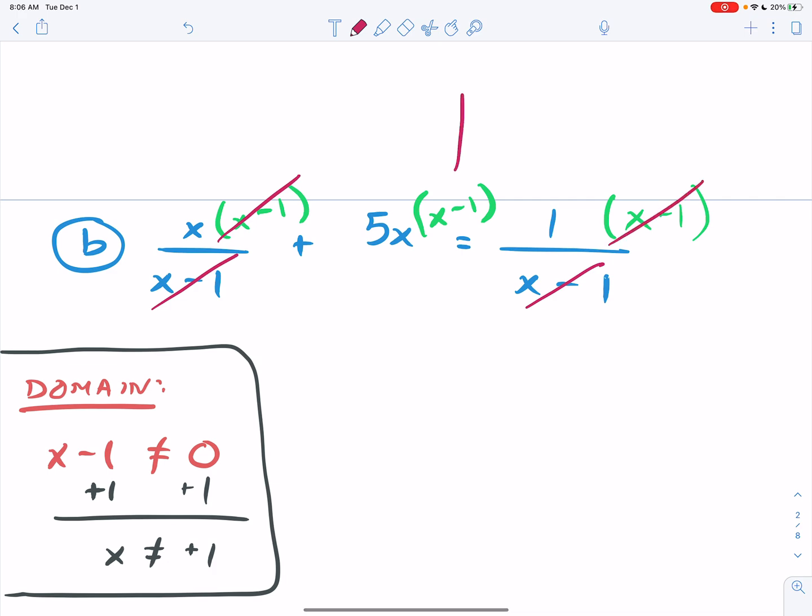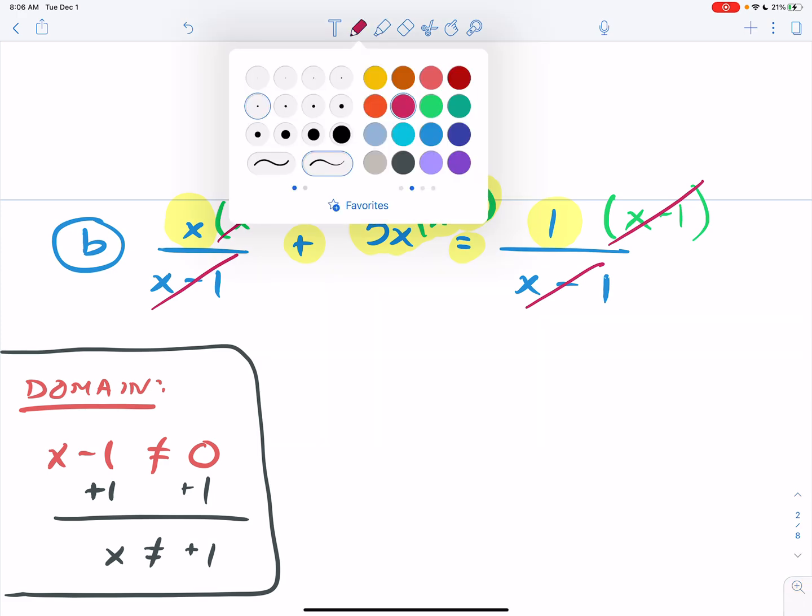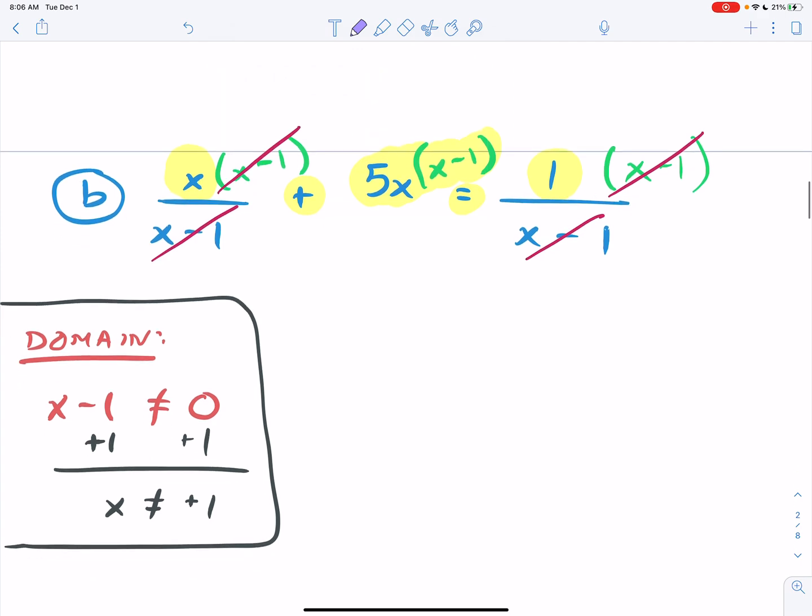Okay, but notice how it doesn't cancel out here because there's no x minus 1 at the bottom. All right, so let me highlight it if it helps. You should do it too. I have an x left plus a 5x times a x minus 1 equals a 1. Everything else is crossed out. So let me write that out for you guys. So we have x plus 5x times the quantity x minus 1 equals 1.